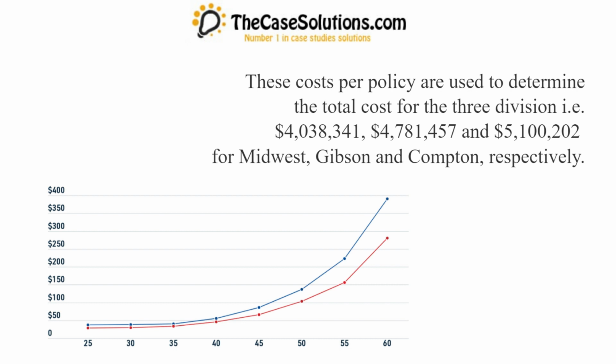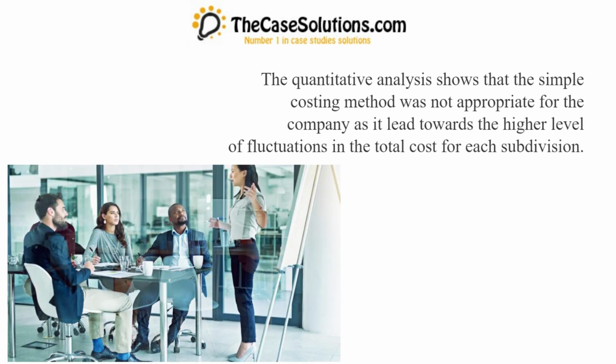These costs per policy are used to determine the total cost for the 3 division, i.e. $4,038,341, $4,781,457, and $5,100,202 for Midwest, Gibson, and Compton, respectively. The quantitative analysis shows that the simple costing method was not appropriate for the company, as it led towards the higher level of fluctuations in the total cost for each subdivision.